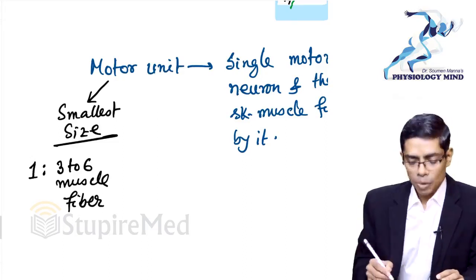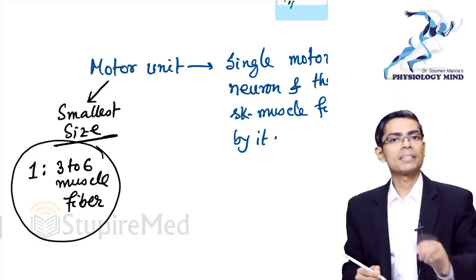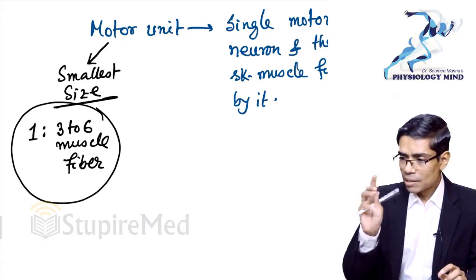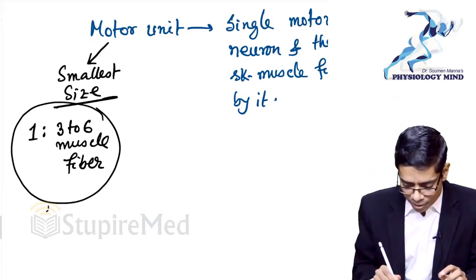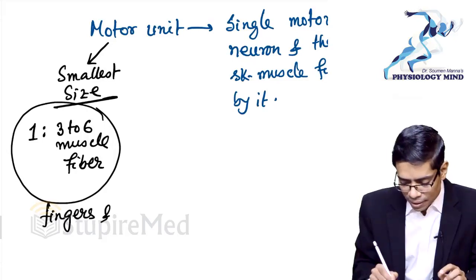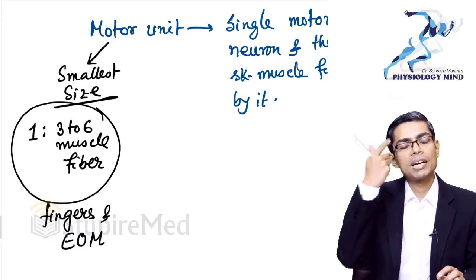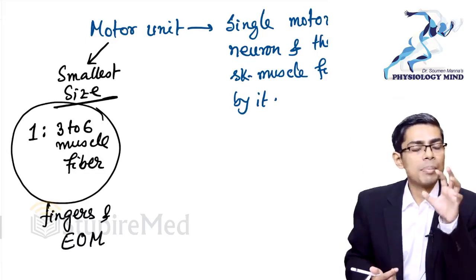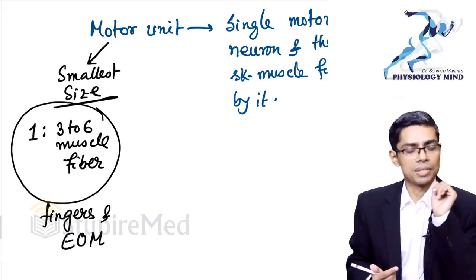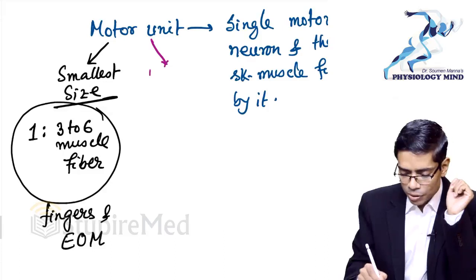That is the smallest size motor unit present in our body. One motor neuron supplying 3 to 6 muscle fibers. Where are they present? The small muscles of the fingers, as well as the extraocular muscles, which are the smallest size motor units present in our body. 1:3 to 6. Okay, so obviously the question will be about the largest size motor unit.